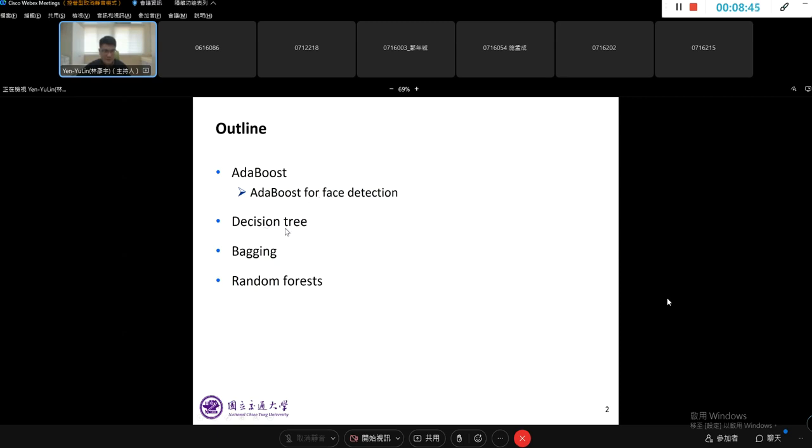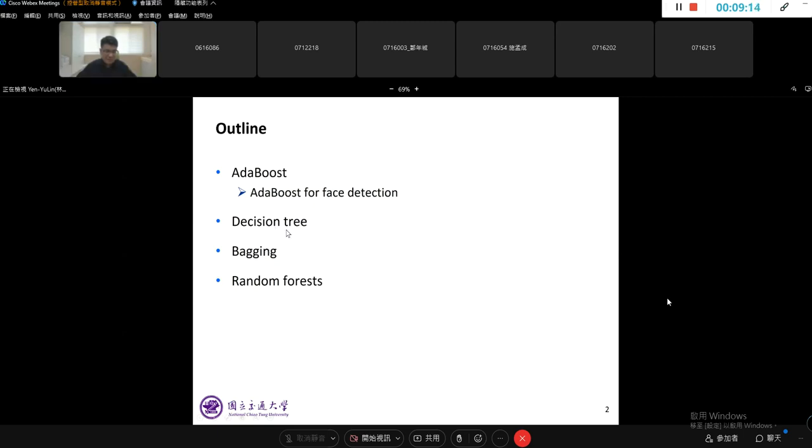Okay, the second part is about decision trees. A decision tree is a simple and useful classification or regression methodology. A decision tree can be derived by giving a training data set. So we can train a single decision tree based on one particular data set.